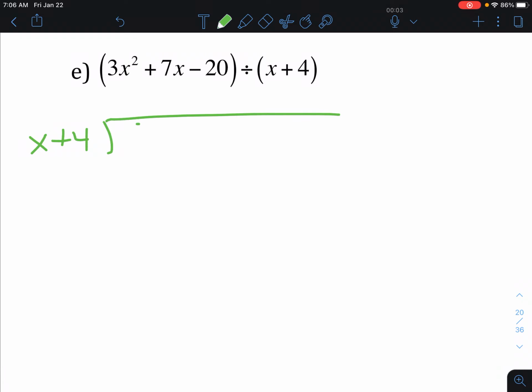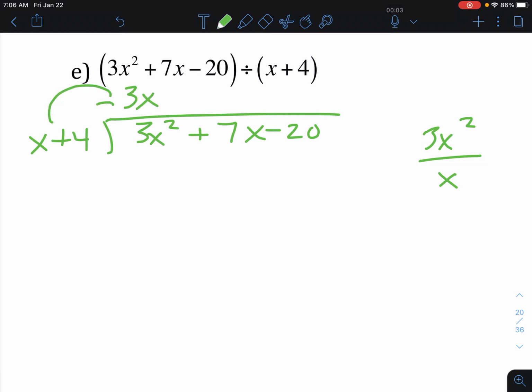I glanced at it. There's no missing terms here, so no adding zeros needed. So first term divided by first term. That'll be 3x. Multiply twice, so 3x times x, 3x times 4. Show your subtraction. Cancel. These subtract to get negative 5x.